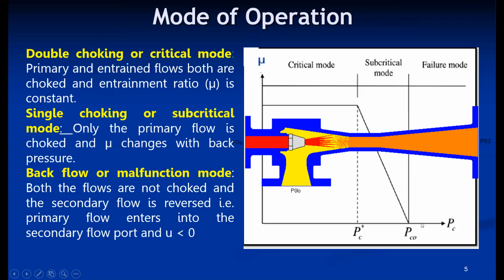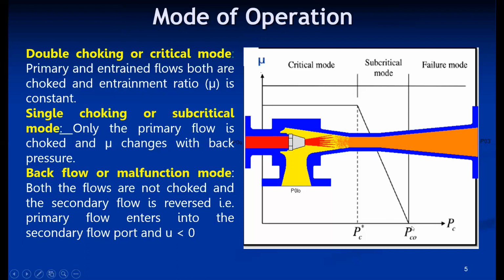So no flow possible means no fluid is being entrained, as the primary fluid flows through the secondary port. Then the entrainment ratio is 0. So in this particular zone, there is no possibility of flow. That generally happens if the pressure at the condenser is greater than the pressure at the diffuser outlet. So this pressure should be higher than the condenser pressure, and only then is the flow possible.